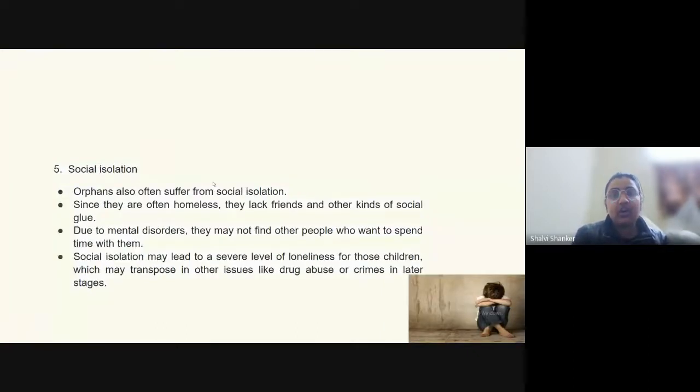Social isolation. Orphans also suffer from social isolation, since they are often homeless. They lack friends and a kind of social glue. Due to mental disorders, they may not be able to spend their time with others. Social isolation may lead to several levels of loneliness for the children, and they can use several drugs and indulge in several crimes later.